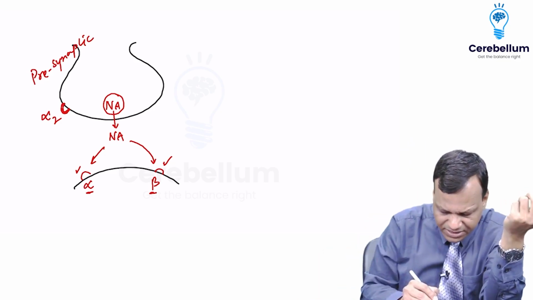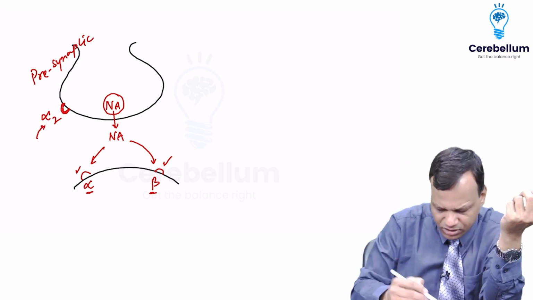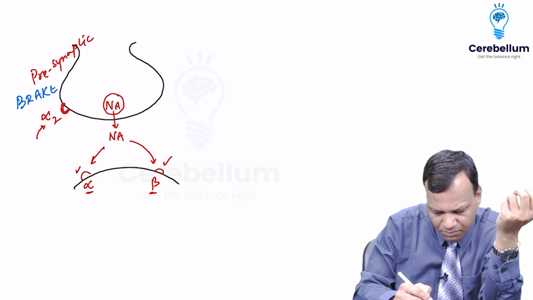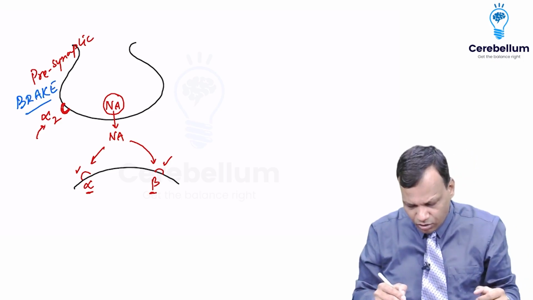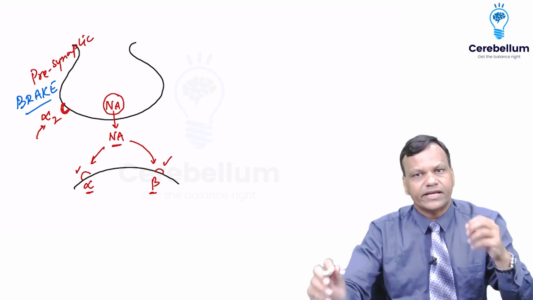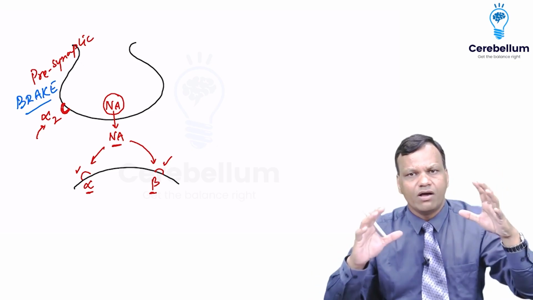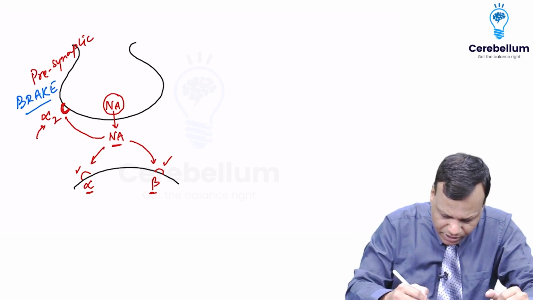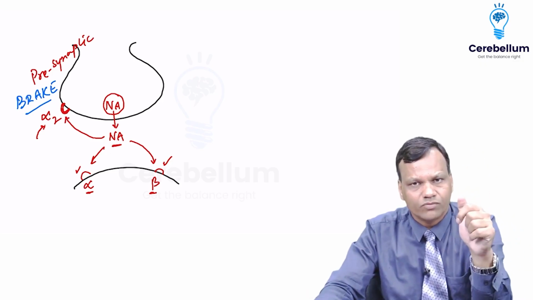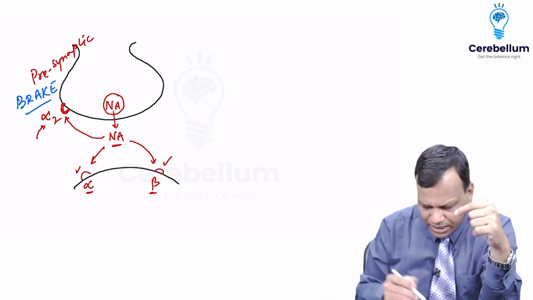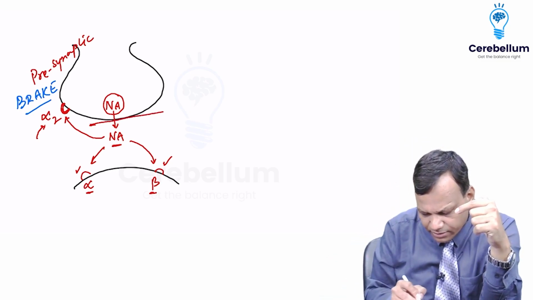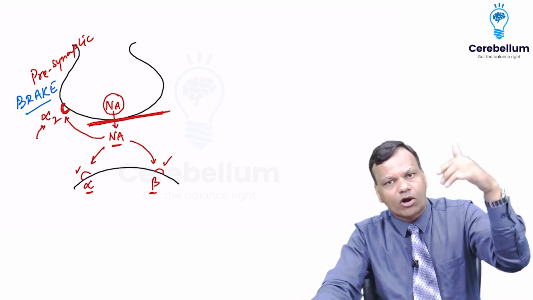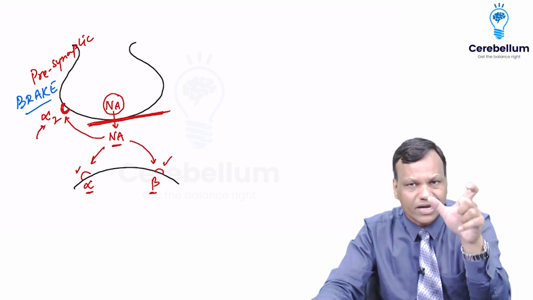That brake is done by alpha 2. Alpha 2 receptors act like a brake. What do we mean by brake? Whenever noradrenaline increases in the synapse due to any reason, the body has a compensatory mechanism. Whenever noradrenaline increases, it will start stimulating presynaptic alpha 2. And when alpha 2 is stimulated, it will inhibit the release of noradrenaline. So noradrenaline cannot go up further. So it is acting as a brake to noradrenaline.